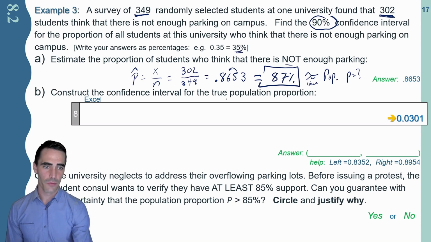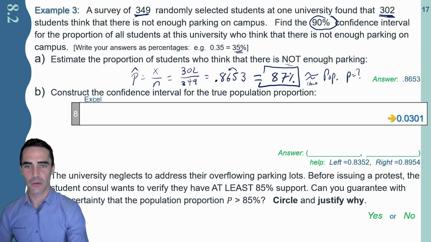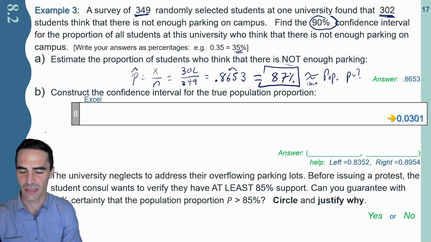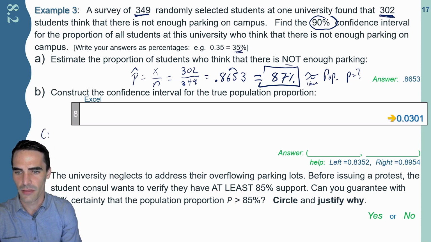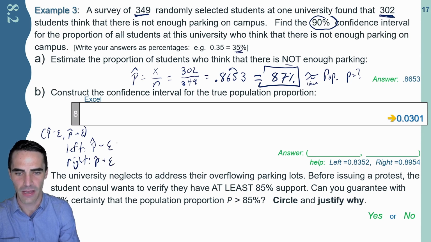Construct the confidence interval for the true population proportion. I got Excel open. This will help us out. Again, whenever you hear confidence interval, think, okay, I know how to make these things. It's going to be my sample proportion minus my margin of error, my sample proportion plus my margin of error, where I both have a left endpoint and a right endpoint to compute. I know what the sample proportion is. We just computed it, but I need to compute what that margin of error is as well.